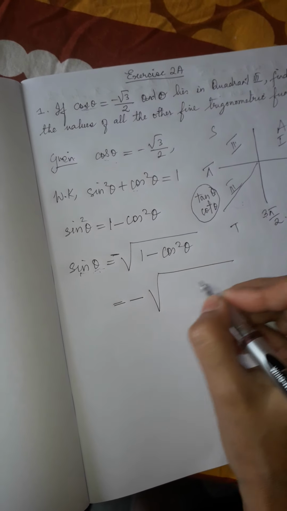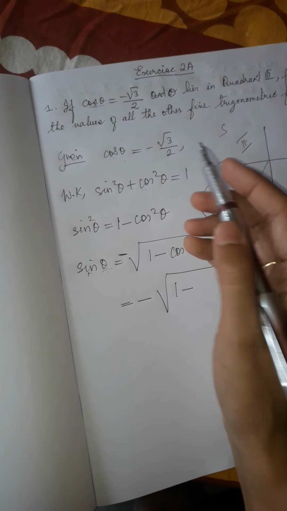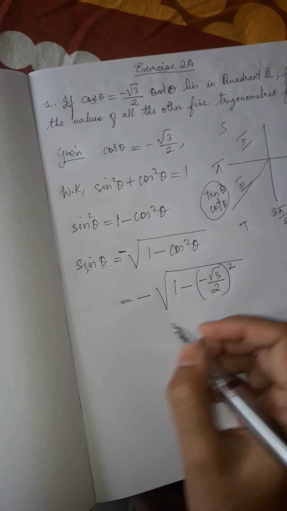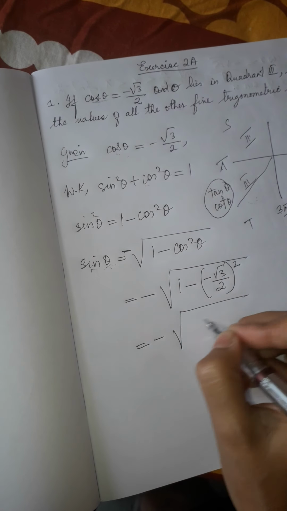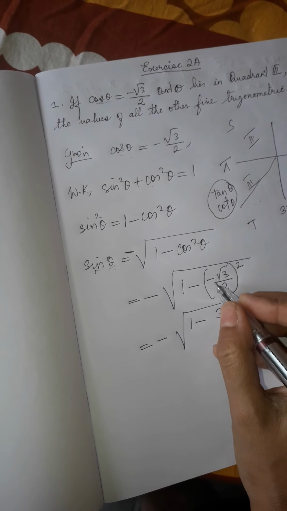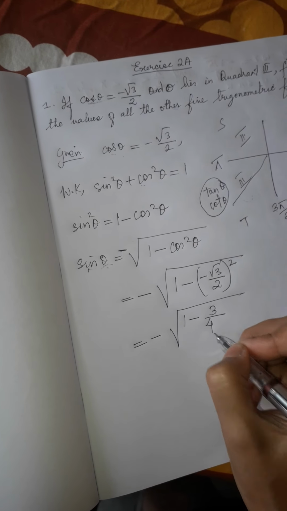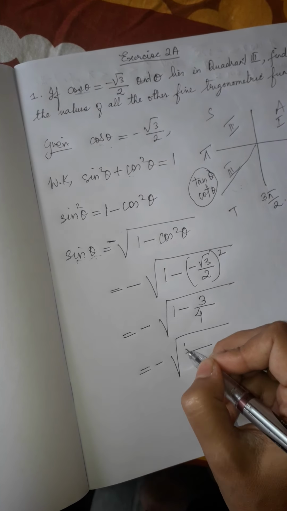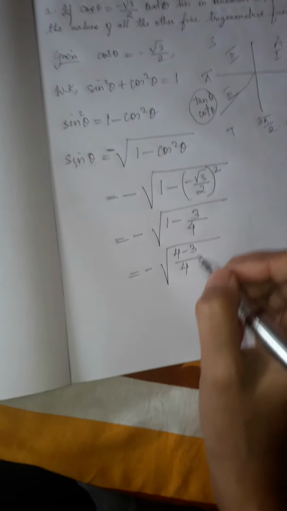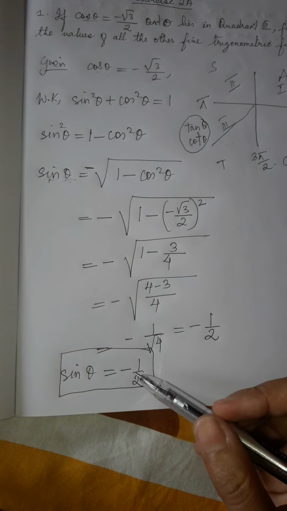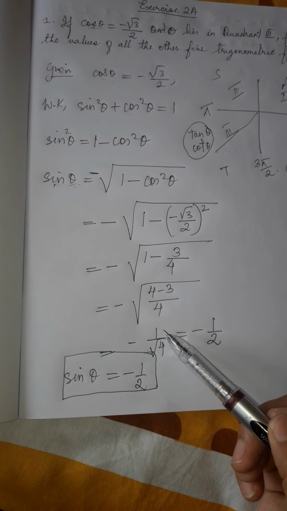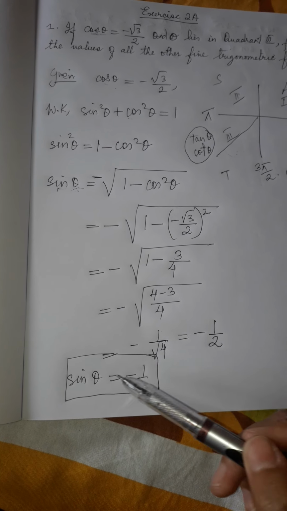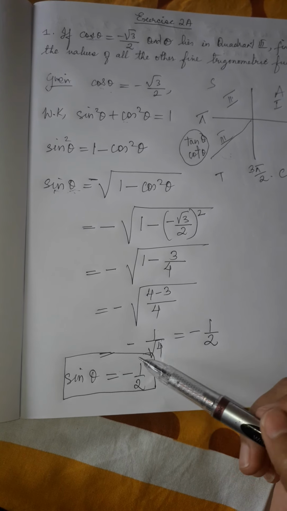Now 1 minus cos square theta: we know the value of cos theta is minus root 3 by 2. So we put the value of cos theta and we have the whole square. So we find out the value. Root 3 square is 3, and minus squared is plus. So taking the LCM, this will be 4 minus 3. So after calculating, we get 4 minus 3 is 1, over 4. The square root of 4 is 2. So we have sin theta equal to minus 1 by 2.